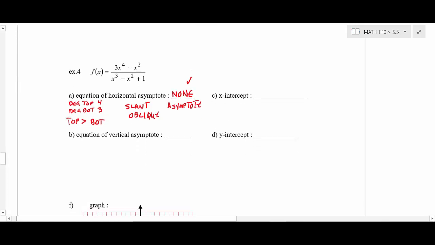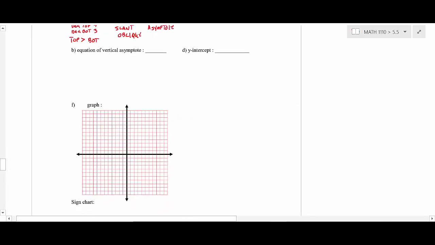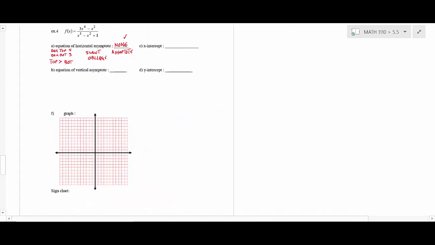So the first thing I want to do is let's go to the side here, just kind of at the paper. We're going to find the slant asymptote. So we're going to do long division. So we're going to divide by x cubed minus x squared plus 1. Okay. Now what I'm going to do here is put the numerator under the division symbol, but we have some missing terms, so let's put 3x to the 4th plus 0x to the 3rd, because there's a missing term, minus x to the 2nd. We have a missing 0x, and then we have a missing constant term.